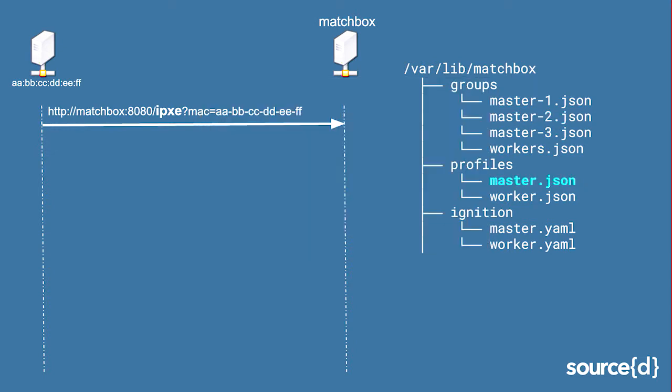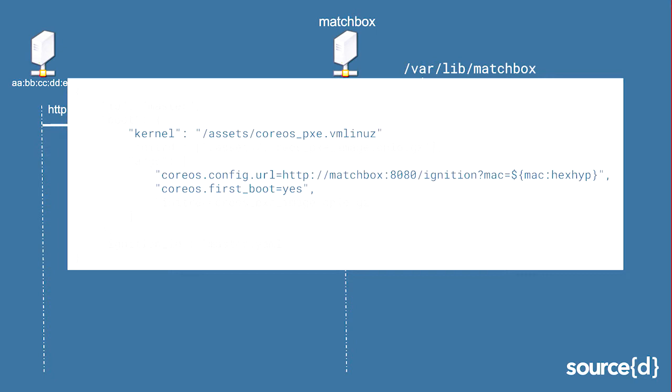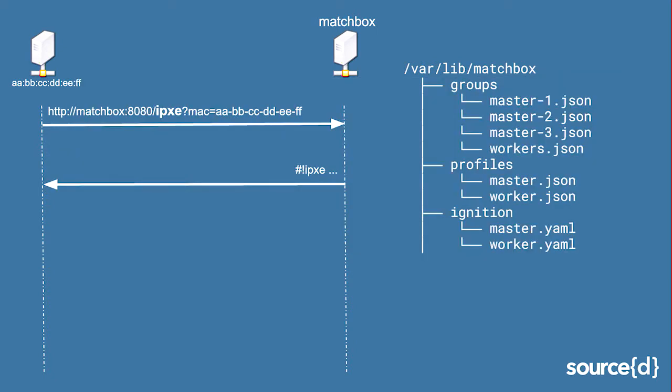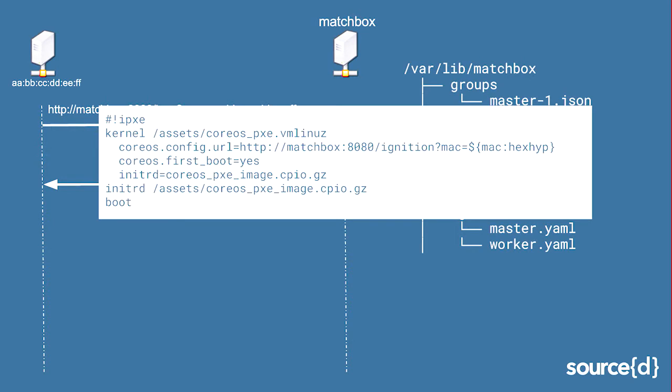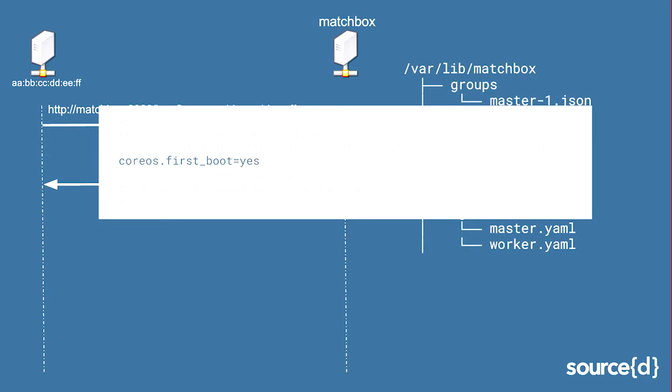So it then goes to that file master, and in that file, you can see some information about the kernel, like what's the kernel image that it's going to download and which parameters it's going to pass to the kernel. So it returns this information to the host as an iPXE script, which would have more or less this aspect. And the host now is going to download the kernel image and the init-ramfs image. And since one of the arguments is this one, it's going to know that this is the first boot. So since it's the first boot, it's going to execute Ignition.